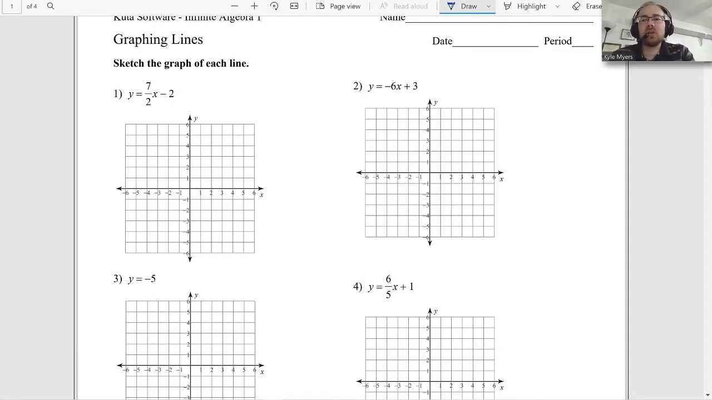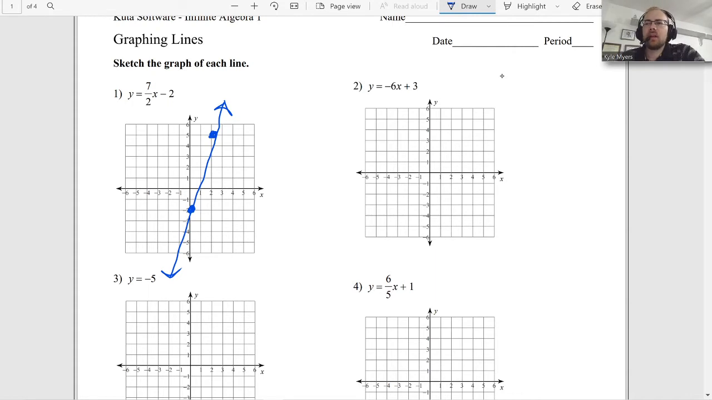I'm going to just show you what the answer is for number 1, and then we'll talk about why I did what I did in a second. So I'm going to put a dot right here, and then 1, 2, 3, 4, 5, 6, 7, 1, 2, right there. And not a perfect line, but it's all good. Okay, so something like that. And that's what we're told to do. We're told to sketch the graph of each line. So why did I do that?